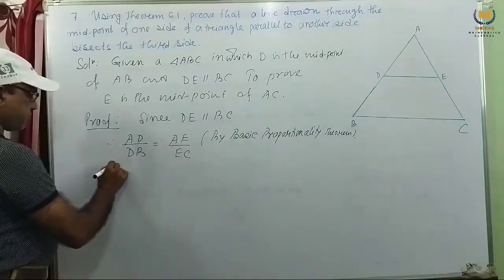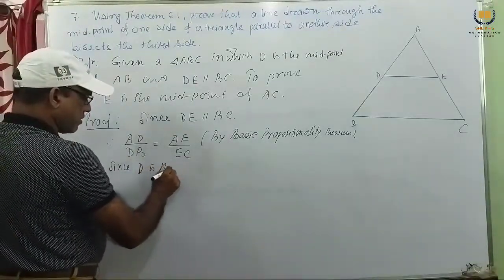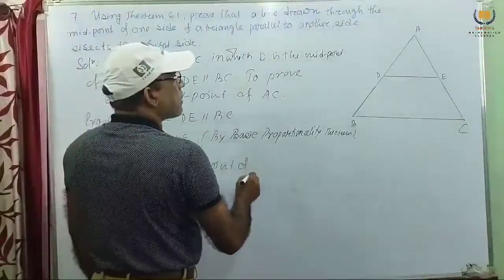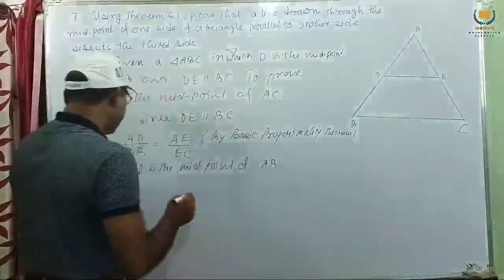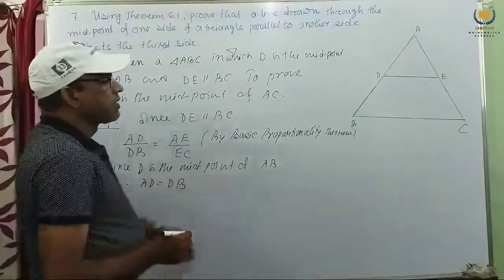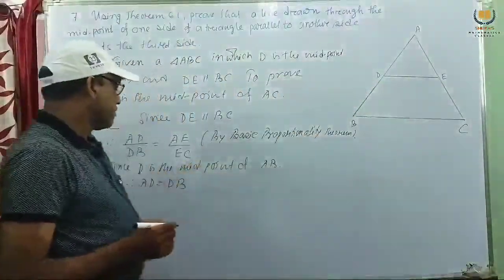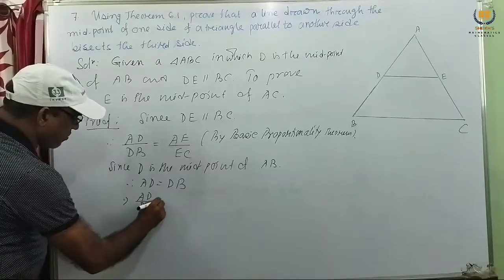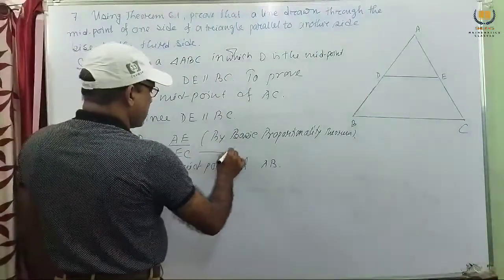Since D is the midpoint of AB, therefore we get AD equal to DB. D is the midpoint of AB, that means this length and this length are equal. So this implies AD by DB equal to 1. If we divide both sides by this, we get 1. And this is number 1 we consider.